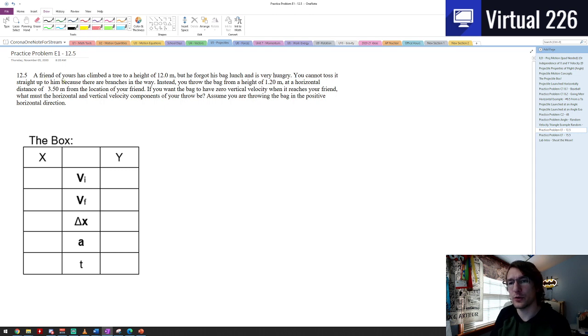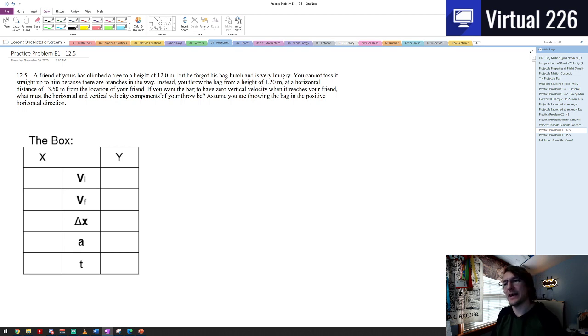Okay, so a friend of yours, or maybe you, have climbed a tree to a height of 12 meters, about 36 feet. But you forgot, or he forgot, or she forgot, the bagged lunch, and they're very hungry. Now, you can't toss it straight up from below them because there's branches in the way. So instead, you throw the bag from a height of 1.2 meters, like from your shoulder, because you're throwing it, and a horizontal distance of 3.5 meters away from the tree to the location of your friend.